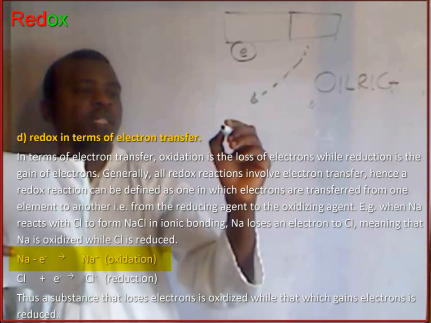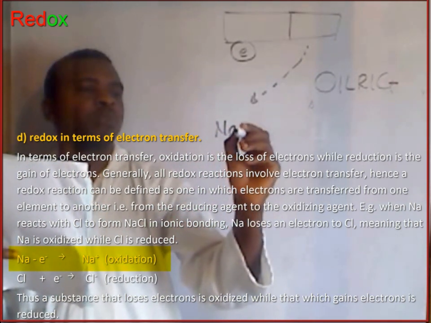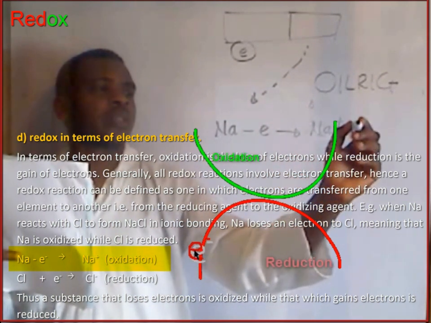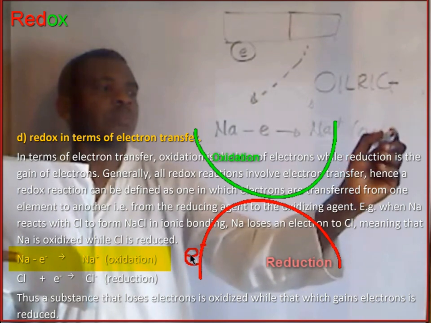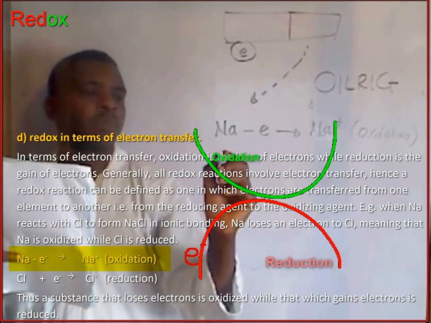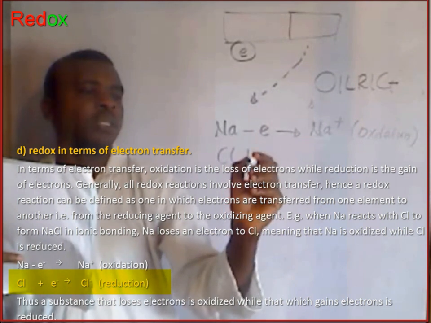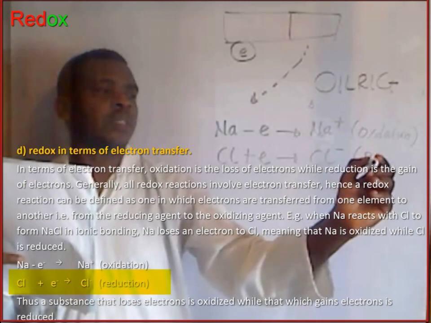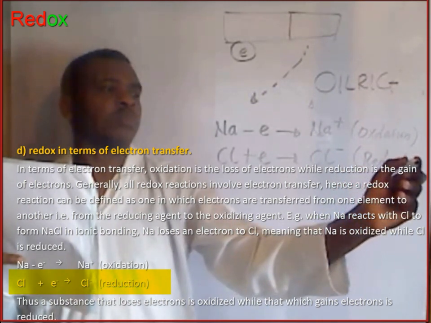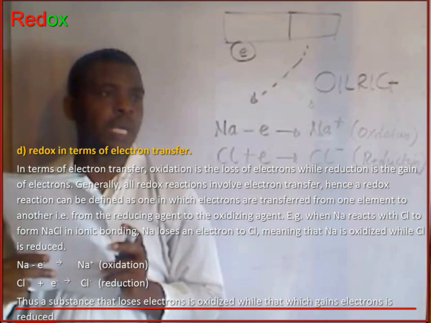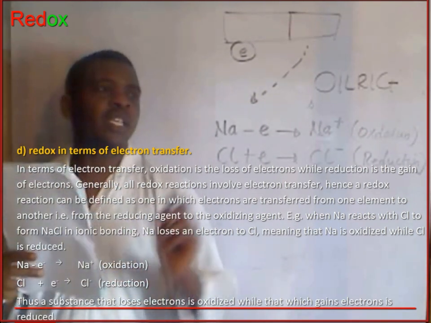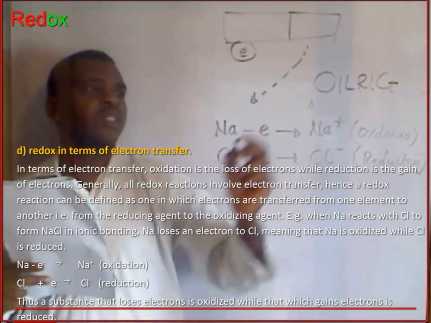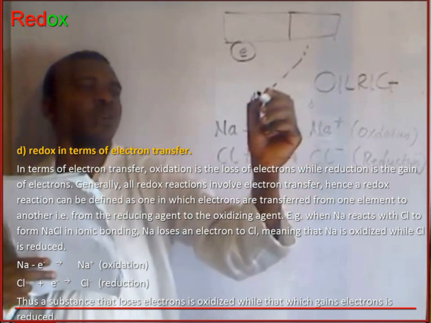We find here that sodium loses an electron to give sodium plus. This is oxidation. Chlorine gains an electron to give chloride ion. This is reduction. Thus, a substance that loses electrons is oxidized, while the substance that gains electrons is reduced.